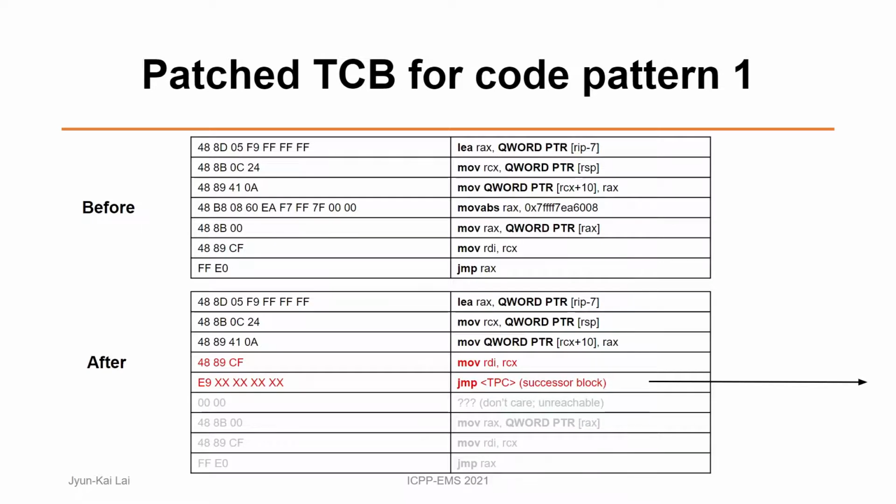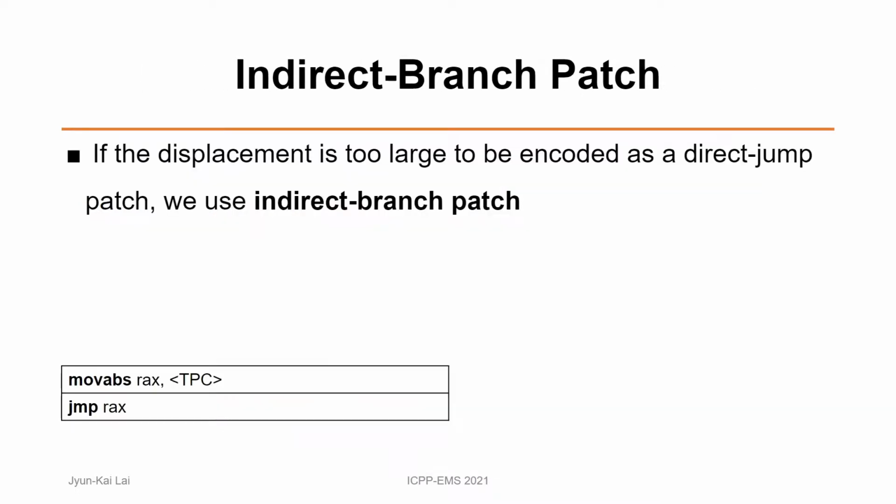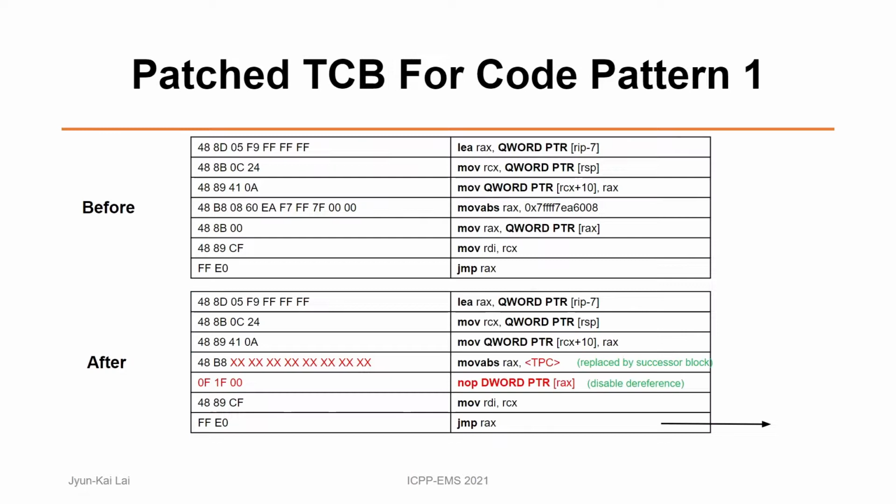We copy the move RDI RCX instruction to the front to recover the calling-set register and patch the jump instruction to the successor block. If the displacement is too large to be encoded as a direct jump patch, we use Indirect-Branch Patch. The patch code is just like this one, and we disable the dereference.